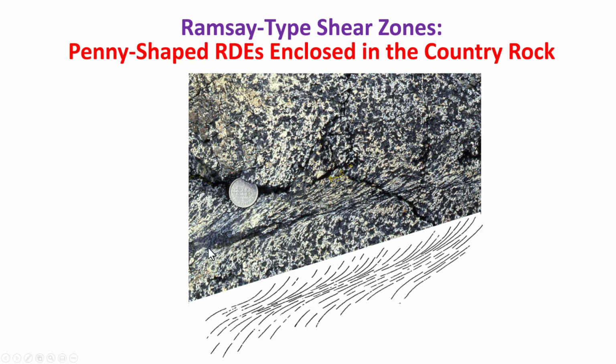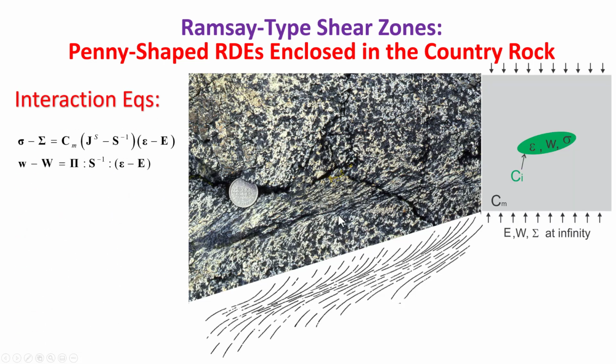Traditionally, this type of zone is treated as an infinitely extending zone between parallel walls. In kinematic models, such as those presented by Ramsay, the interaction between the country rock and the zone itself is through an imposed zone-parallel displacement. In mechanical models, it is also assumed that these zones extend forever. And the consequence of that assumption is that the shear stress is constant throughout the zone and in the country rock. In reality, these zones do not extend very far.